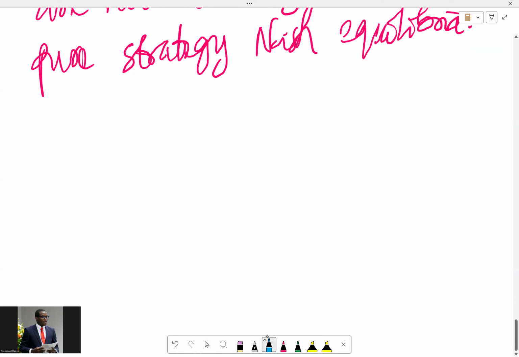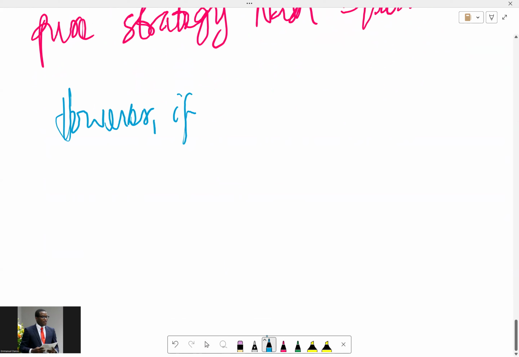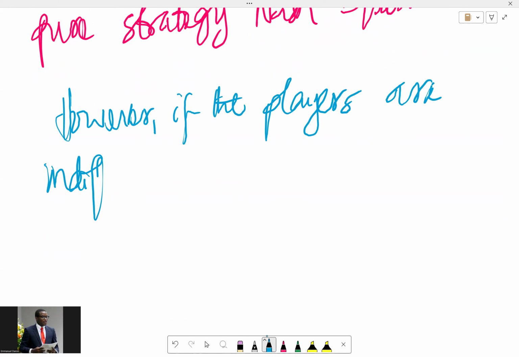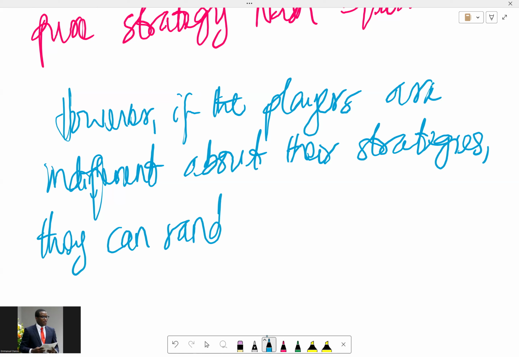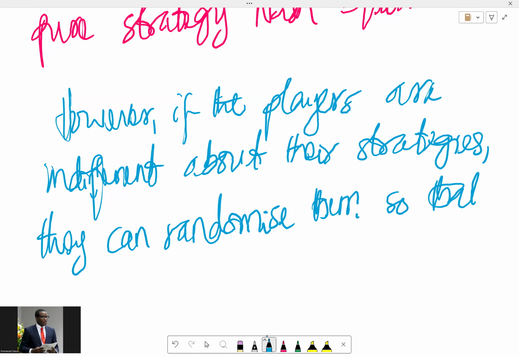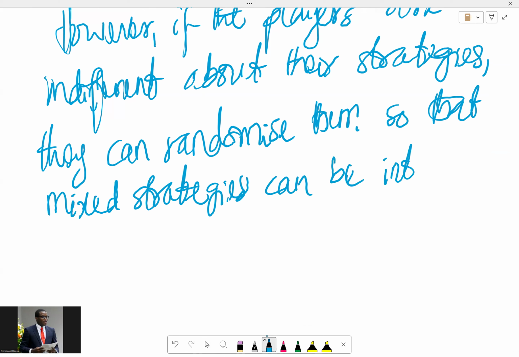However, if the players are indifferent about their strategies, they can randomize their strategies, so that mixed strategies can be introduced. And that is what I like to do going forward.